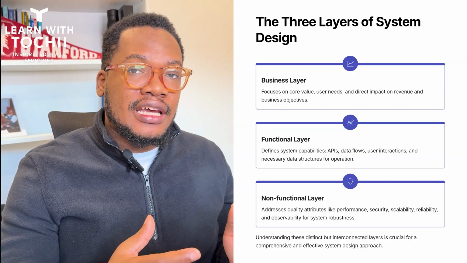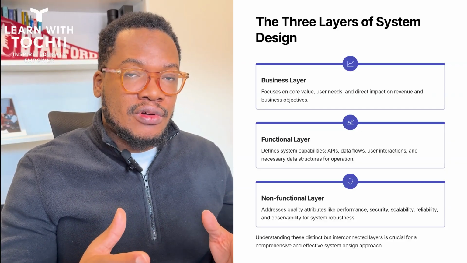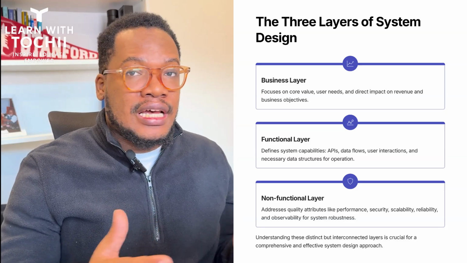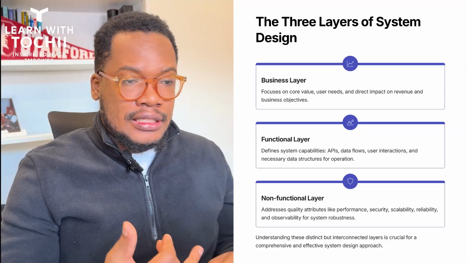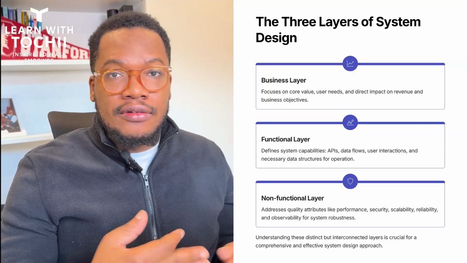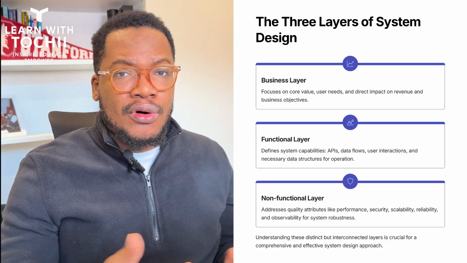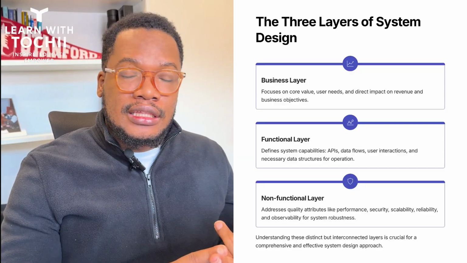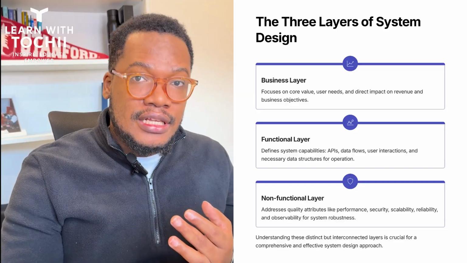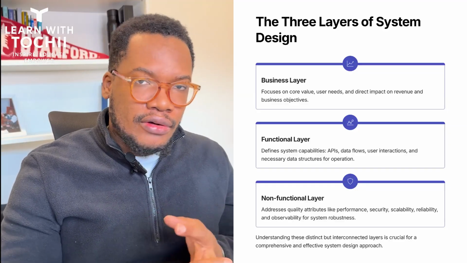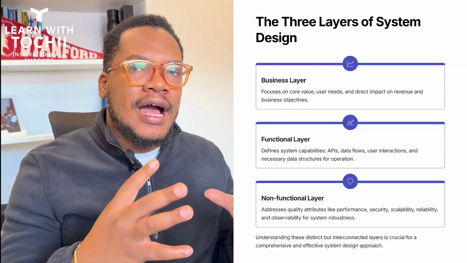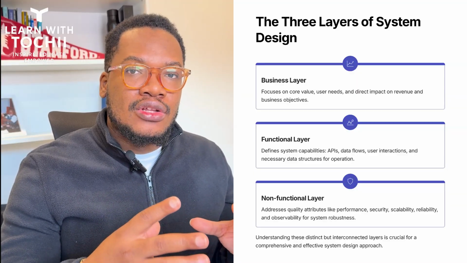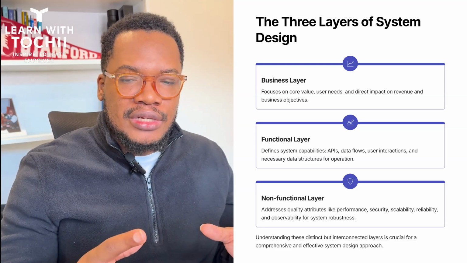Now, the non-functional layer is one of the most important, and these other two are similarly important, but this layer addresses quality attributes like performance, security, scalability, reliability, and observability for every system, right? So three key things. Number one, the three layers of your system design are the business layer, the functional layer, and the non-functional layer. All of these three work hand in hand to ensure that your system is robust, comprehensive, and effective to deliver the value proposition that each user desires.